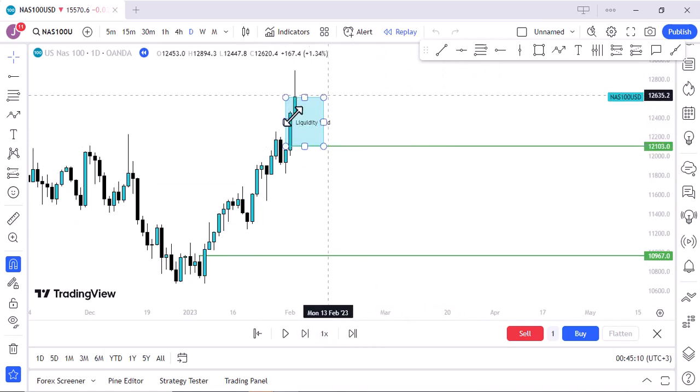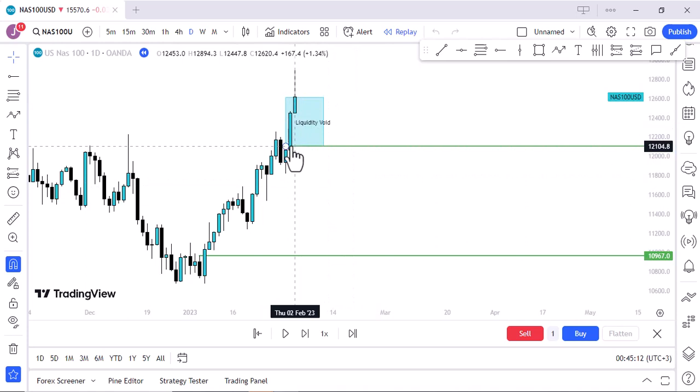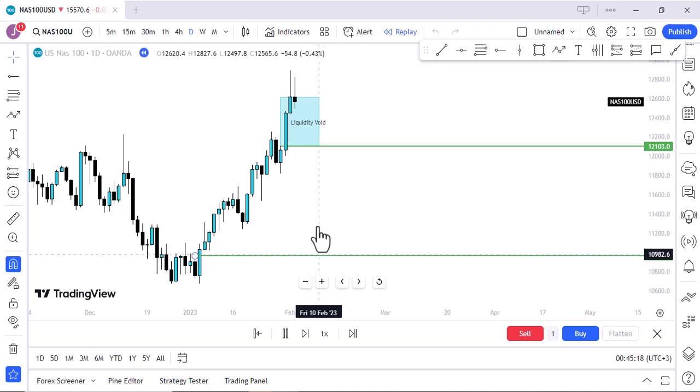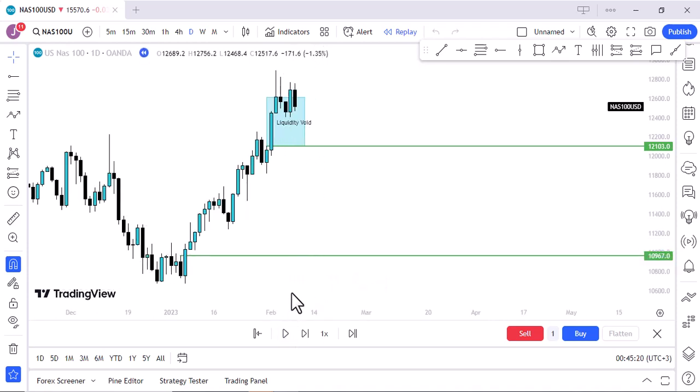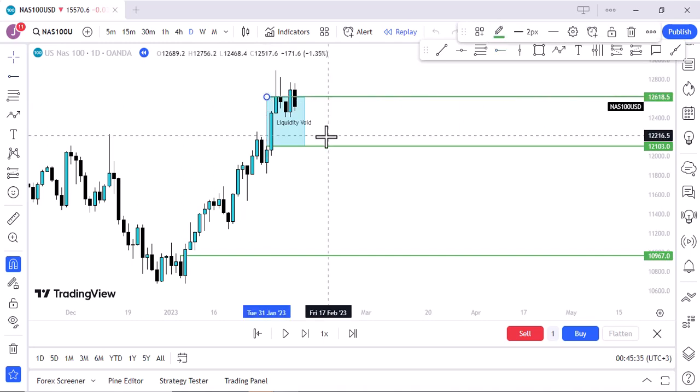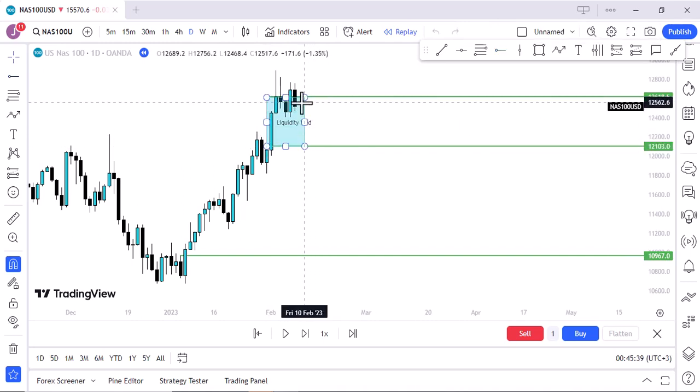So now to see how this plays out, right? Since we have our liquidity void here, we're gonna wait for the void to be filled, right? Then I'm gonna click on my start there. Now we see what just happened. We had our liquidity from this point to that point, right? Between here and here, it was our liquidity void.